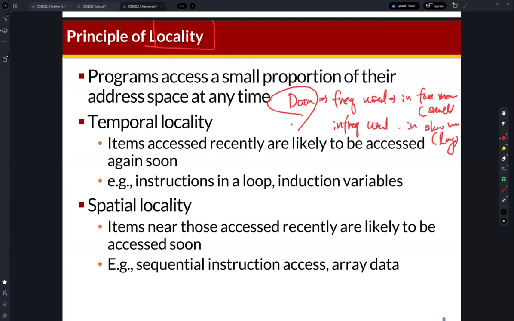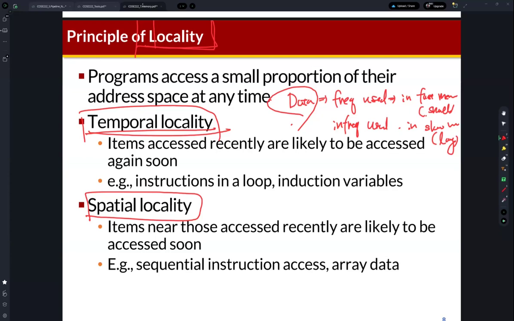So then how can we figure out the frequency of the data usage? Which means, how can we determine that a certain data is accessed frequently? We can observe the locality of data. There are two types of locality, the temporal locality and the spatial locality. So what is locality?